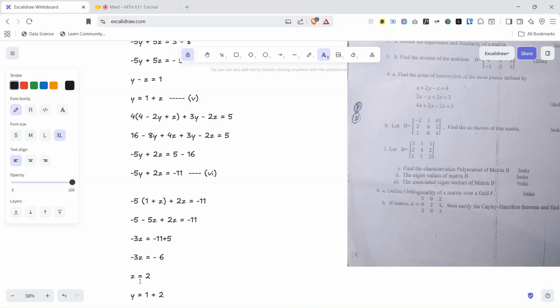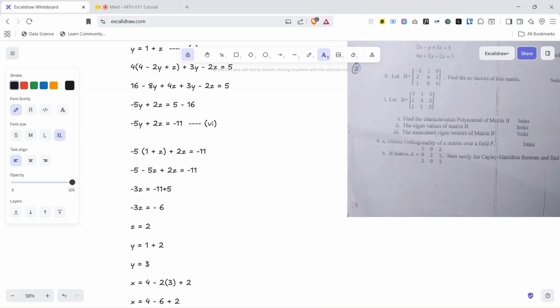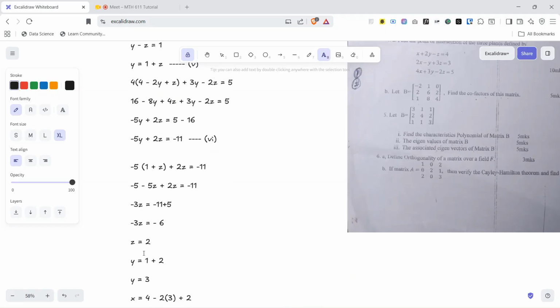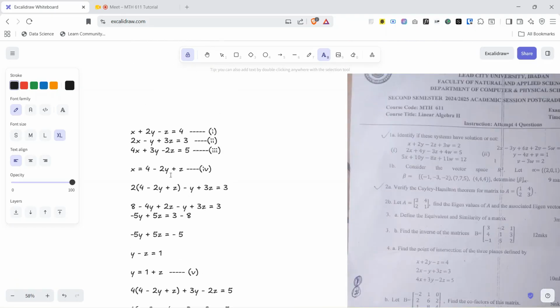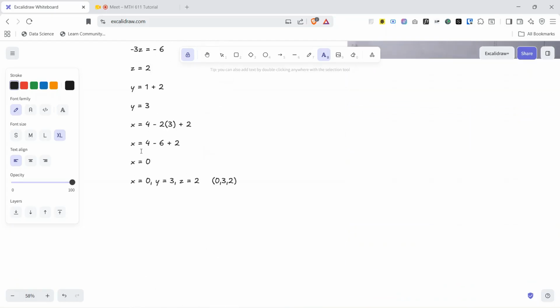Now that we know our z, we can plug z into equation 5. That's 1 plus 2, and that gives us 3. Now that we know z and y, we can plug them into equation 4, since we've made x the subject of the formula. And then we got x as 0. So this is the line of intersection.